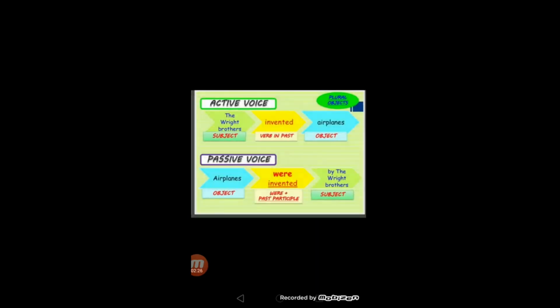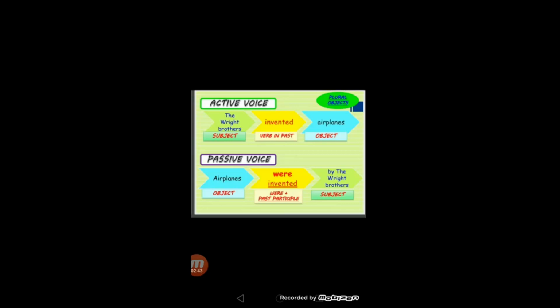What is the difference between passive and active? And when do we use them? We use active voice to say what the actor or the subject does. Passive voice is used to say what happens to the object. Look at this example. Here is a sentence in active voice. We will change it into passive voice. The Wright brothers invented airplanes.